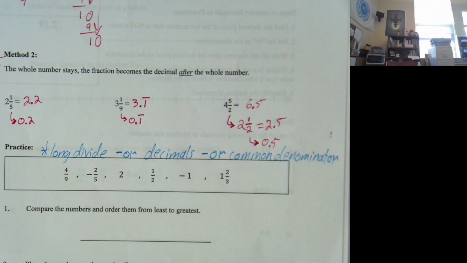When that dog is done. Put those numbers in order. However, whatever technique you want to use. Common denominator, decimals, or long division. Whatever is going to be the least amount of work for you.